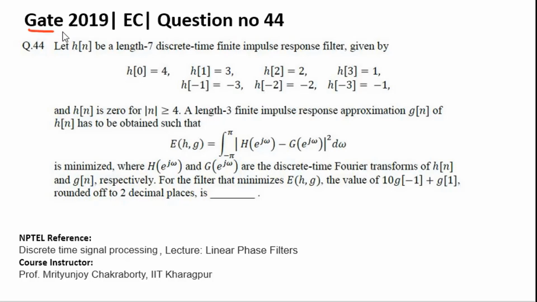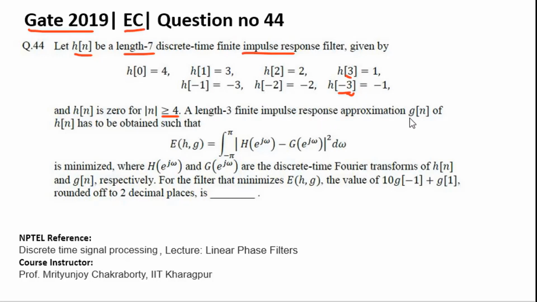This is the question asked in the GATE 2019 Electronics and Communication Engineering paper, in which you are given h of n as a length 7 discrete time finite impulse response filter whose values are given from -3 to +3, and h of n is 0 for mod of n greater than or equal to 4, which implies that when n is less than -4 and n is greater than 4, h of n is 0. So this h of n is nonzero only from -3 to +3.